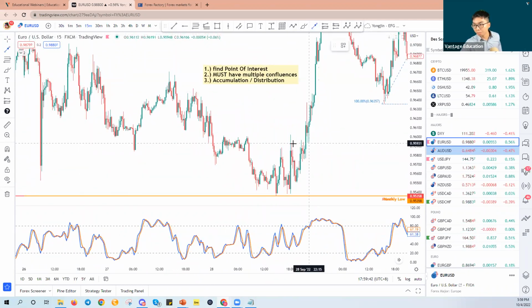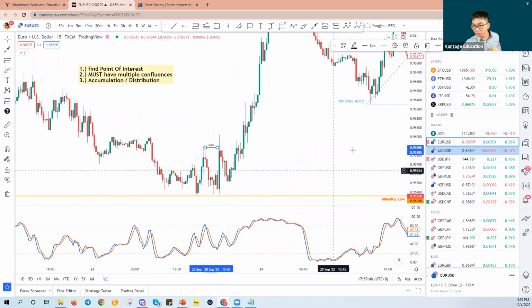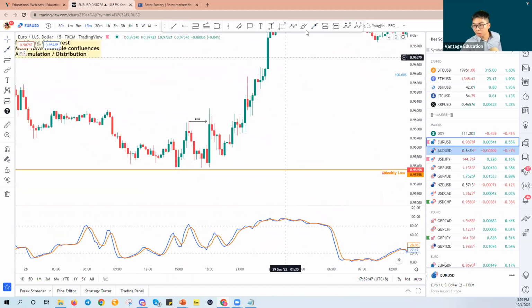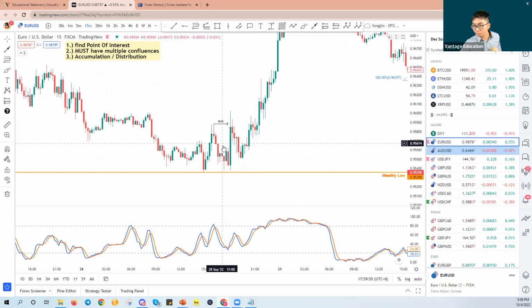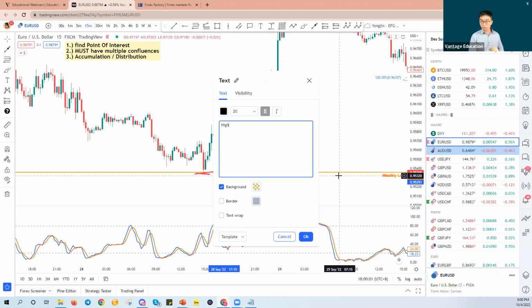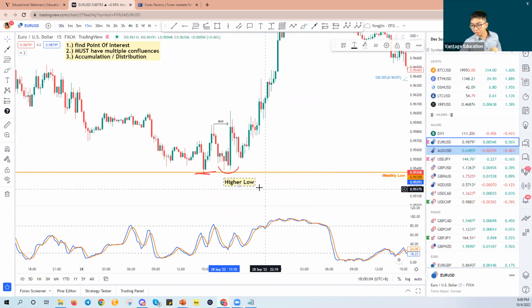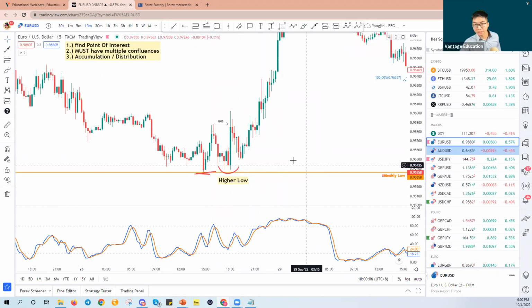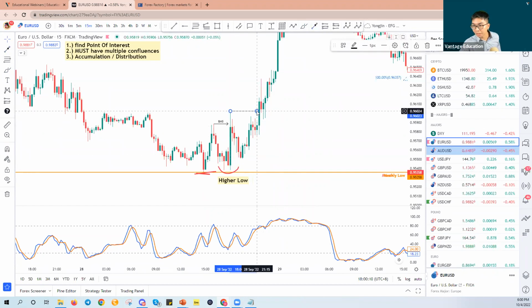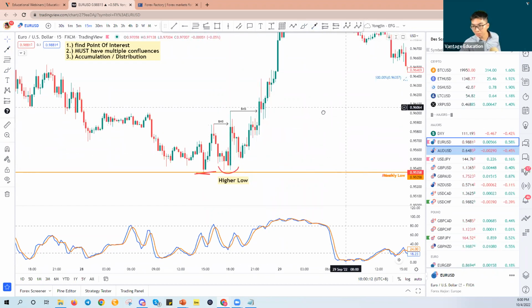I will draw the break of market structure. This is a very small one, on the M15. Price goes down. Price failed to create a lower low, so this is what we call a higher low. So we have a higher low here. And then next, we move up, another break in market structure.